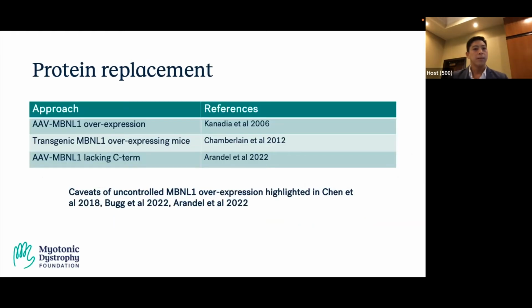Finally, protein replacement as an approach was first pursued by Maury Swanson and others in this audience, not necessarily to provide a therapeutic strategy, but back then really to prove the hypothesis that muscle-blind sequestration is an important pathway operating in the disease. Raul Cornelia, a postdoc in Maury's lab, packaged the muscle-blind 1 coding sequence into AAV, did an intramuscular injection, and showed that you could rescue several different phenotypes.